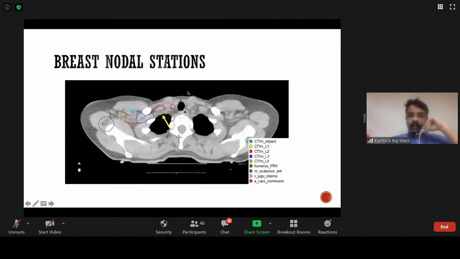So here, in the ESTRO guidelines, instead of calling it supraclav, they label it as level 4. The main reason is they don't want to confuse it with the supraclav field of head and neck patients as well as breast patients, so they put it as level 4, which is the supraclavicular nodes. So level 1, level 2, level 3 clearly denote the three levels of the axilla, and level 4 in the ESTRO guidelines is mentioned for the supraclavicular node.